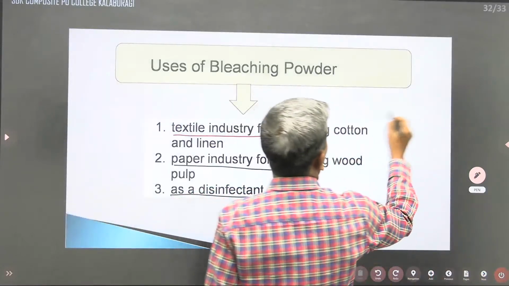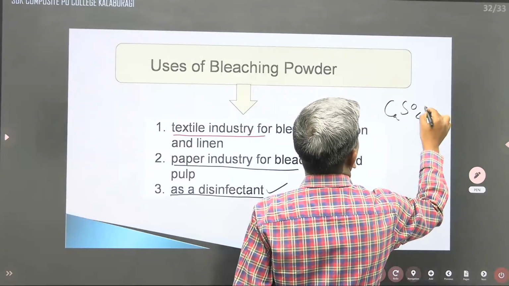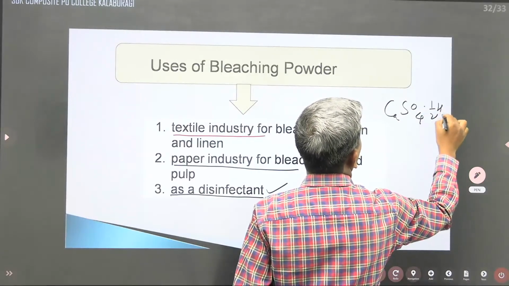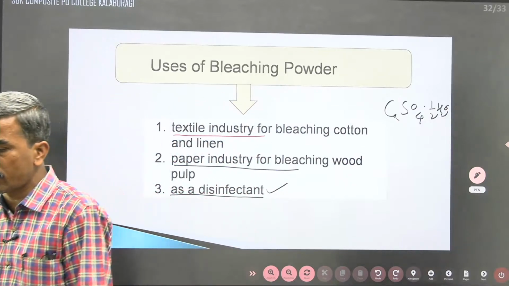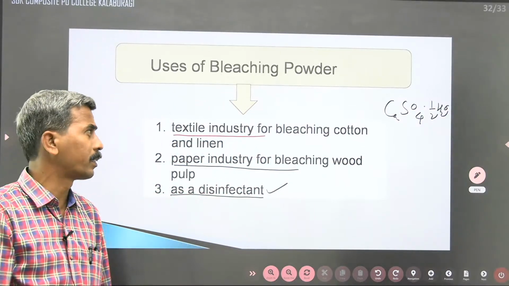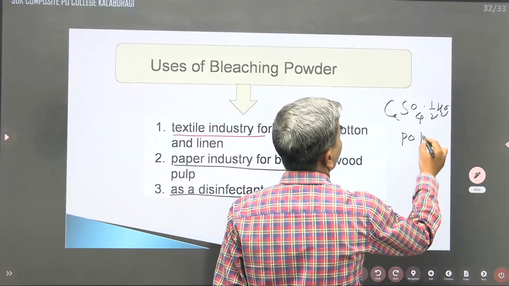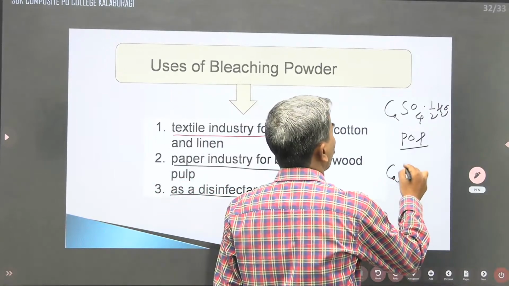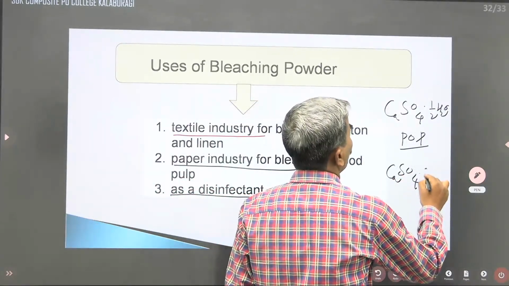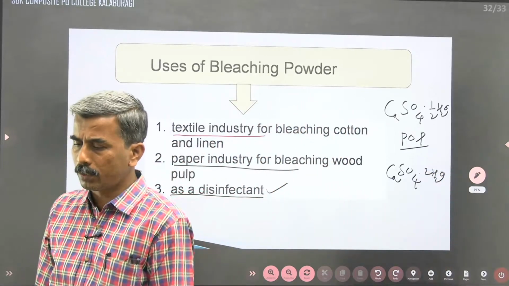This compound, calcium sulfate with half a water molecule, we are going to call plaster of Paris, abbreviated as POP. And calcium sulfate with two water molecules is called gypsum. It is going to be called gypsum.